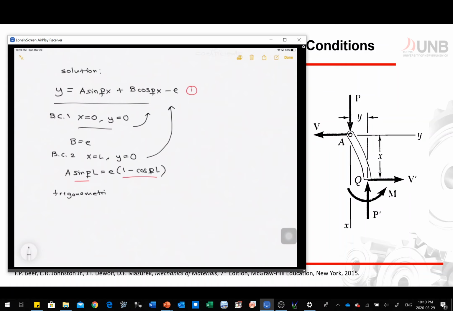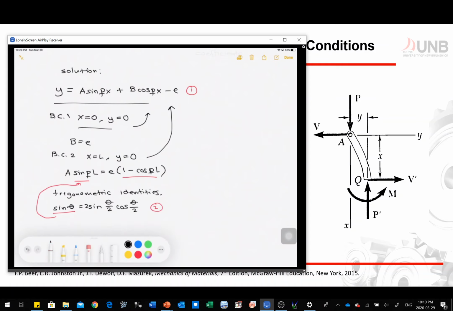Metric identities. So we're going to use the following. We have sine theta is equal to sine theta over 2 cosine theta over 2, and let's call it equation number 2. So that's our first trigonometric identity. And you can easily imagine that this sine theta right here, we can substitute it for this equation.